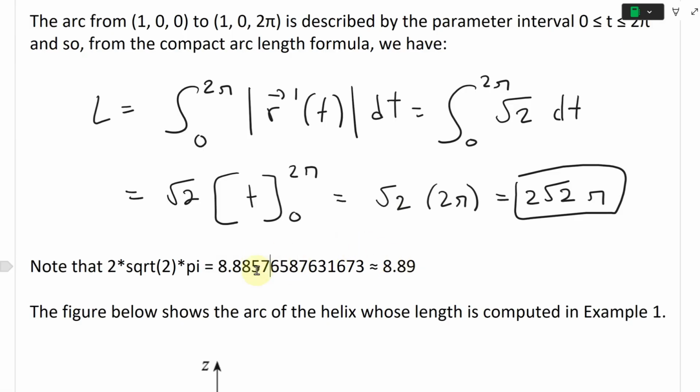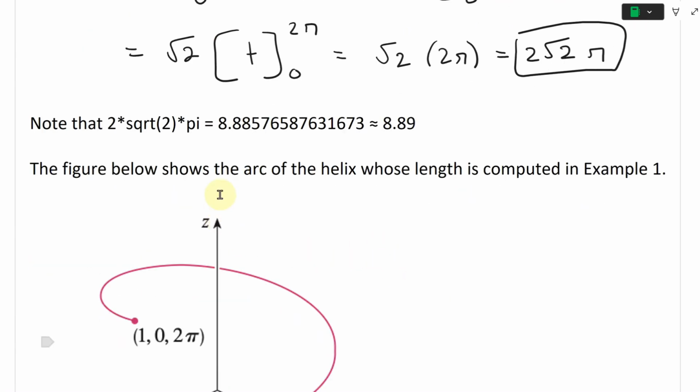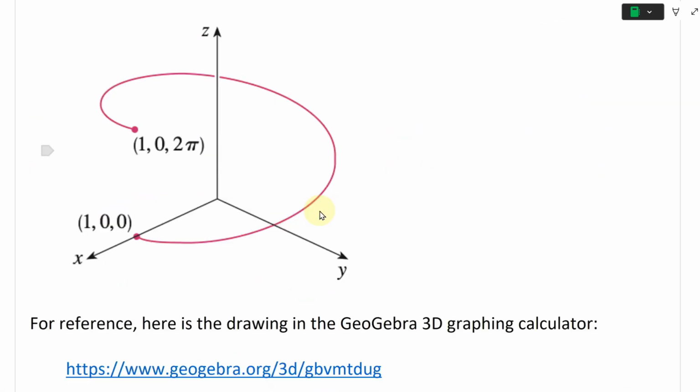You could round it up to 8.89, so this rounds up to 8.9. So this 5, this 7 goes to 6, this goes to 9. Yeah, so you could round it up like that. And now the figure below shows the arc of the helix whose length is computed in example 1. This is from a calculus book.